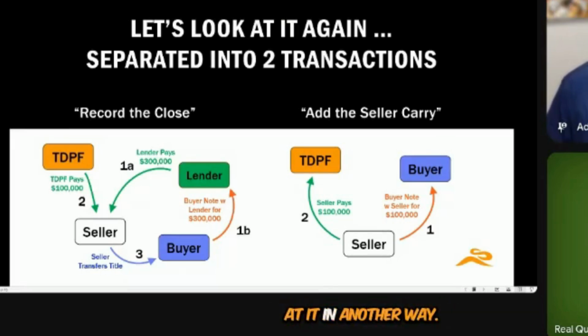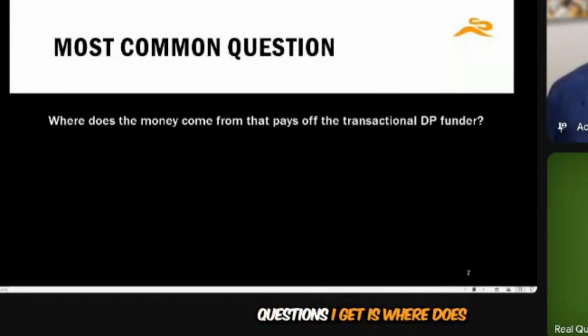All right, let's look at it in another way. One of the most common questions I get is, where does the money come from in the end that pays the transactional down payment funder? And so we're going to look at it from just a different angle. Maybe you don't need this. Maybe that all made a lot of sense to you already, but sometimes this is a different angle that helps.